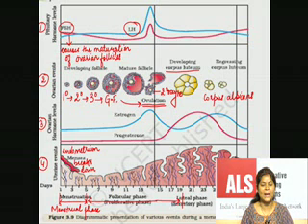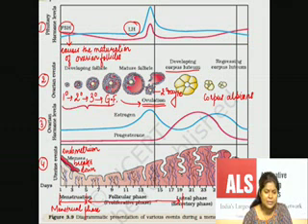This phase up to 19 days is said to be the follicular phase or the proliferative phase. Now, what is going to happen? These maturing follicles release the hormone estrogen.